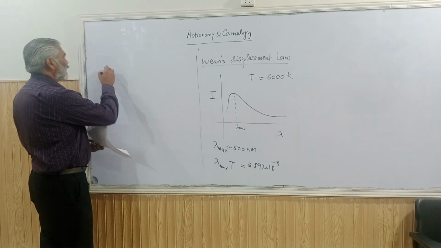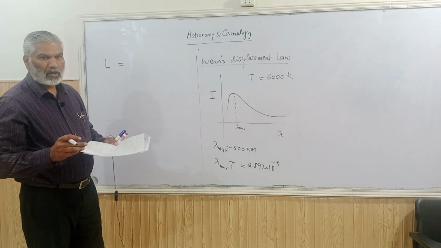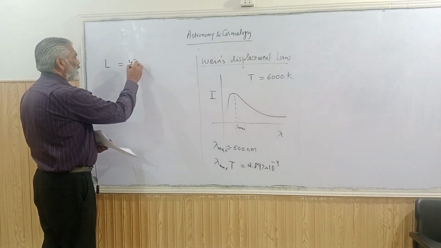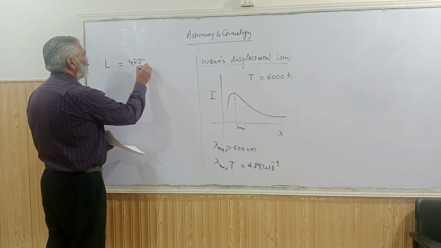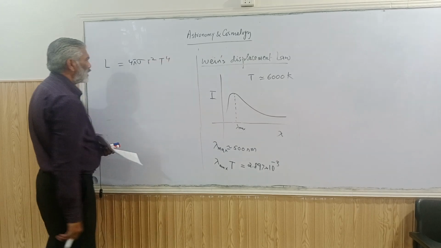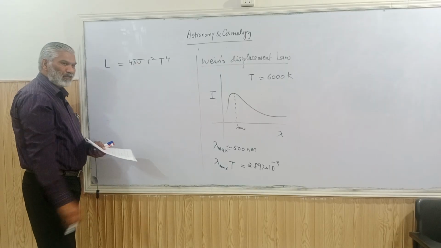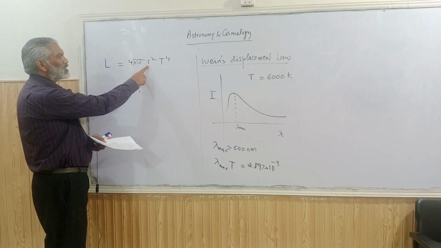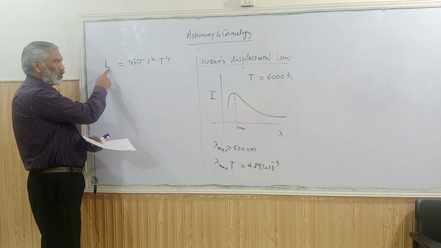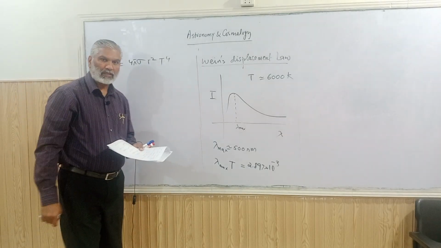Stefan-Boltzmann tells us that luminosity of any star depends on two factors. The formula is L = 4 pi sigma r square T to the power 4. Sigma is a constant, known as the Stefan-Boltzmann constant. r is the radius of the star, of which the luminosity is known, and T is the surface temperature, like the one we have just calculated.